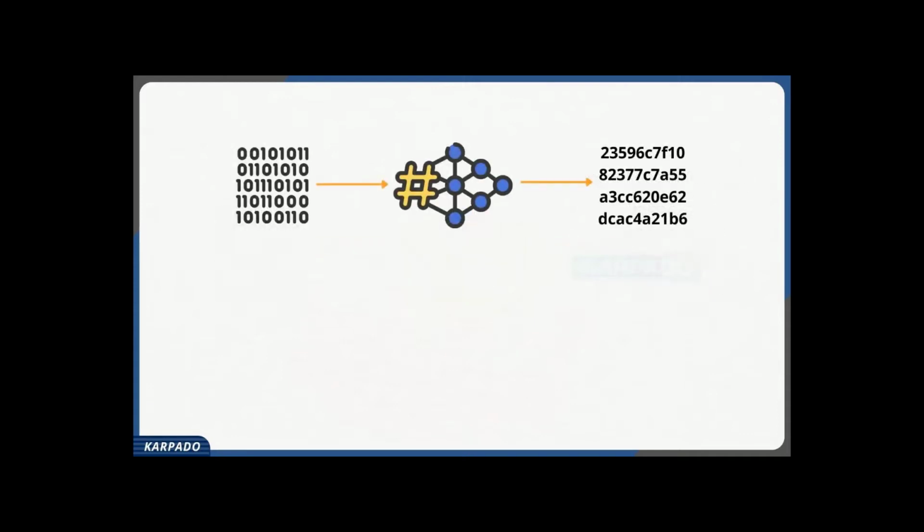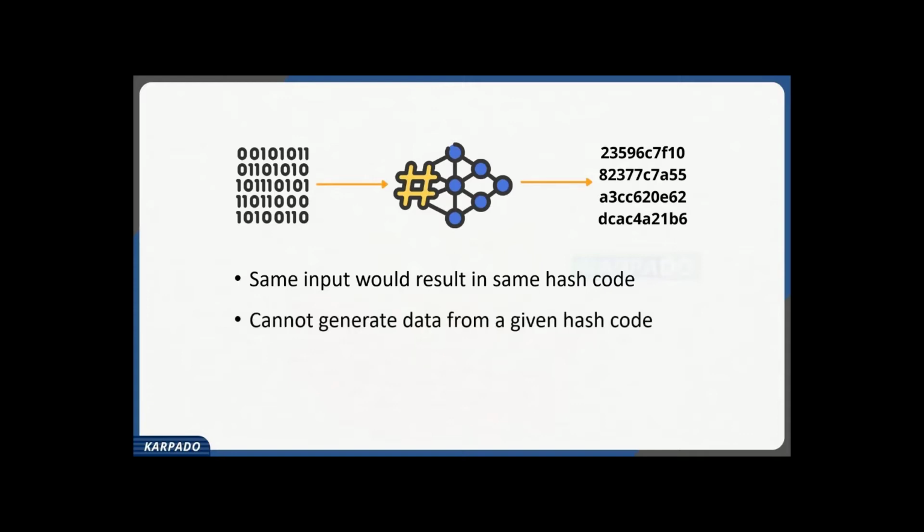And here are some of the characteristics of a hash function. The same input results in the same hash code, no matter how many times you execute. If you provide the same input, that's going to result in the exact same hash code. You cannot generate data from a given hash code. Although it is possible to convert data to a hash code, it's not possible the other way. I mean, if I give you a hash code, you cannot generate data out of it.